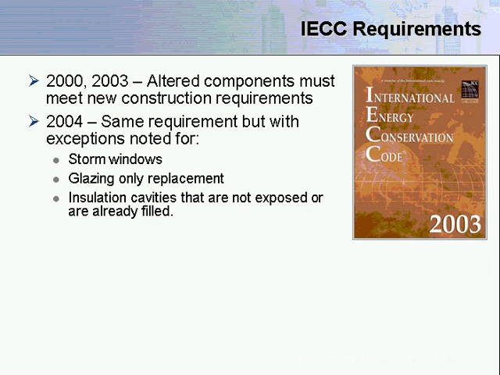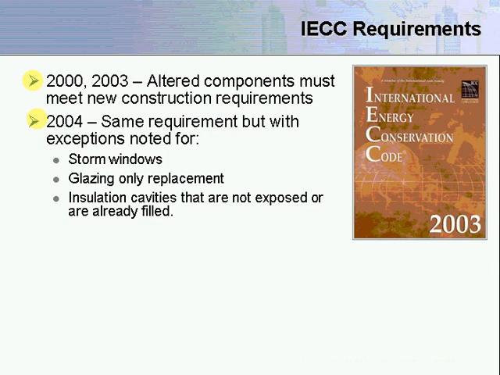there are fairly straightforward requirements in IECC. For the 2000 and 2003 versions, there's just a simple statement that says altered components must meet new construction requirements. In the 2004 version, it's the same requirement, but they added a few exceptions for items where it simply didn't make sense to require full compliance. One of them is storm windows. If you add a storm window to an existing window, you don't have to show compliance. That's exempted. If you are replacing just glazing only in an existing frame or sash, you also don't have to show any compliance. That's exempted.